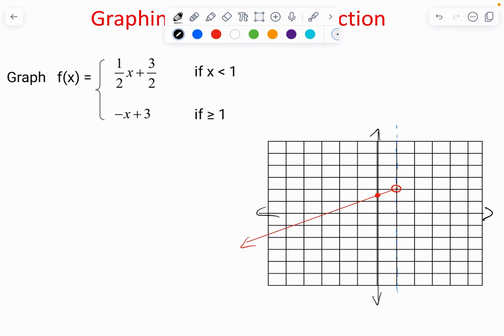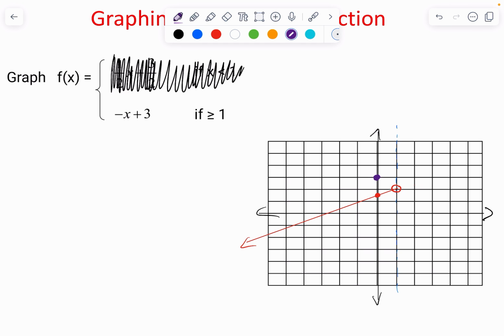Now for the second piece, when we're graphing y equals negative x plus 3, I'm going to go back, and again, I'm going to completely ignore that first line, and I'm just graphing the line y equals negative x plus 3, just like we would a normal line. So I'm going to start with my y-intercept, which is 3. So I'm going to go up 1, 2, 3, plot my point.